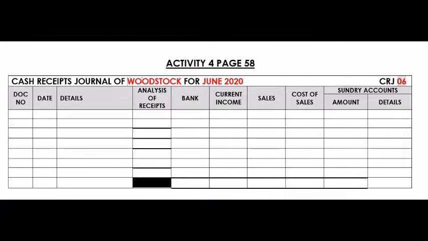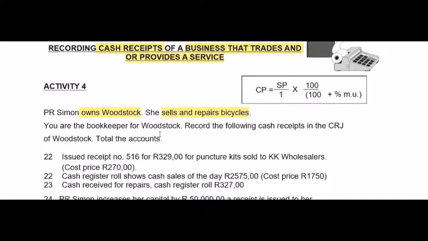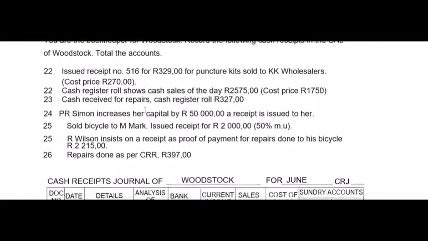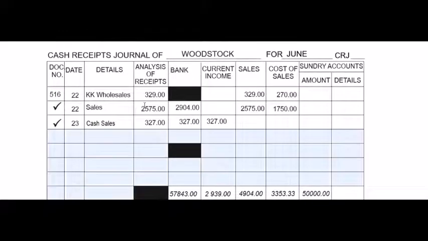receipts journal a heading. It's the cash receipts journal of Woodstock for June. They didn't specify the year, so I just made it 2020. And because June is the 6th month in the year, it's CRJ number 6. Okay, then they give you some transactions, and then this is the CRJ that they give you.